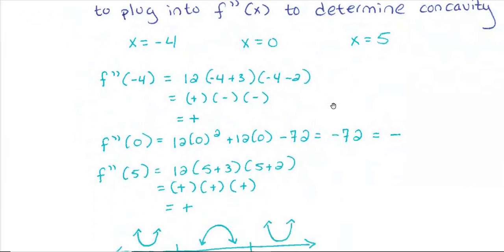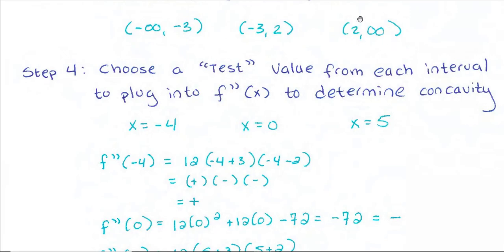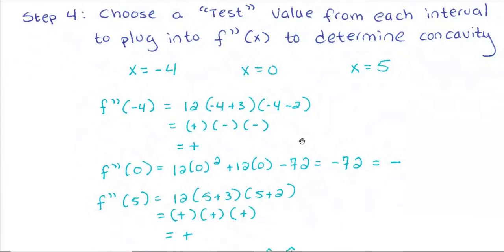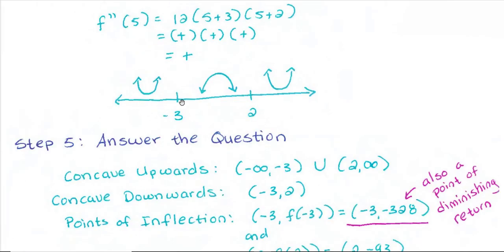And then we'll plug in 5 into the second derivative, and we get 12 times 5 plus 3 times 5 minus 2, which is a positive times a positive times a positive, which is a positive. So that means the second derivative is positive on this entire interval, which means your original function is concave upwards on this entire interval. Ordinarily I would come back to this number line, but to show you in order, using that number line, I would label that first interval as concave upwards, that second interval as concave downwards, and that third interval as concave upwards.